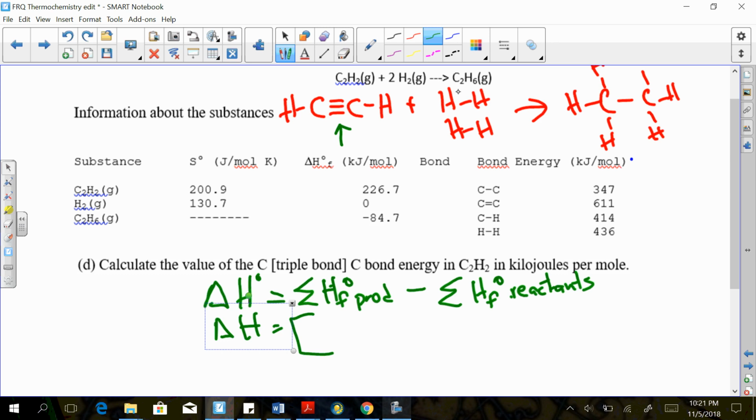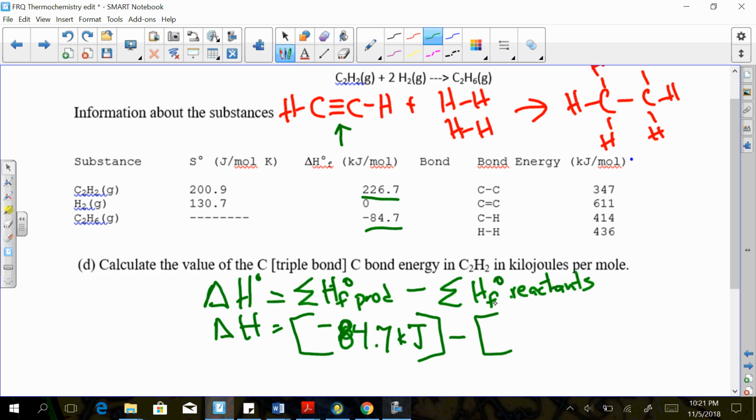My product is C2H6. And if I look on my table, the enthalpy of formation of C2H6 is negative 84.7. So negative 84.7. And that's kilojoules. Not kilograms, kilojoules. And I would need to multiply it by the coefficient. And if you look over here, the coefficient of my product is 1, an understood 1. So I'm done there.